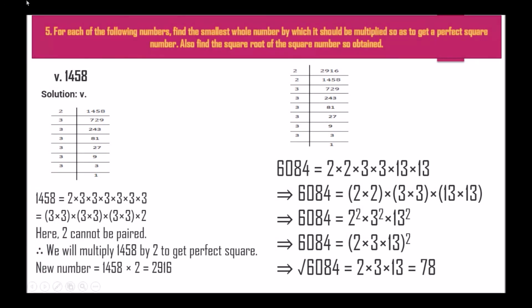1458. We can see that 2 cannot be paired. So 1458, we will multiply with 2 to get 2916. Then we will do it with the prime factorization method.